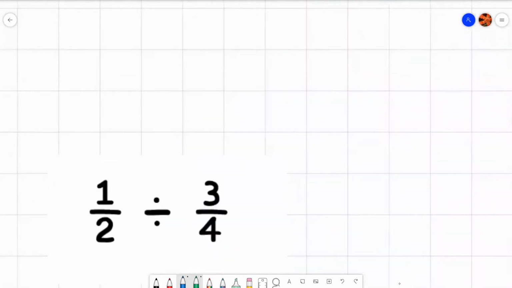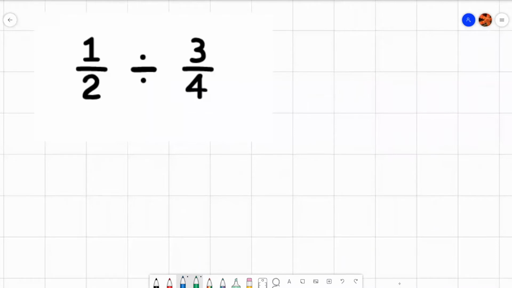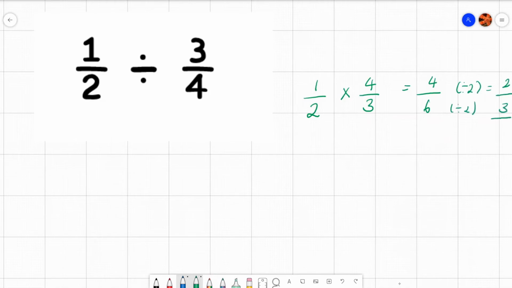Let's have a look at another example. We've got a half divided by 3/4. Now, when you divide fractions, the first fraction stays the same. You change the divide to a times, and you flip the second fraction over. So I'm going to flip it over so it becomes 4/3. And then it's just the same as multiplying fractions together. You times the tops and bottoms together. So 1 times 4 is 4, 2 times 3 is 6. Simplify if you can. I know I can divide them by 2. So I end up with half of 4 is 2, half of 6 is 3, 2/3.